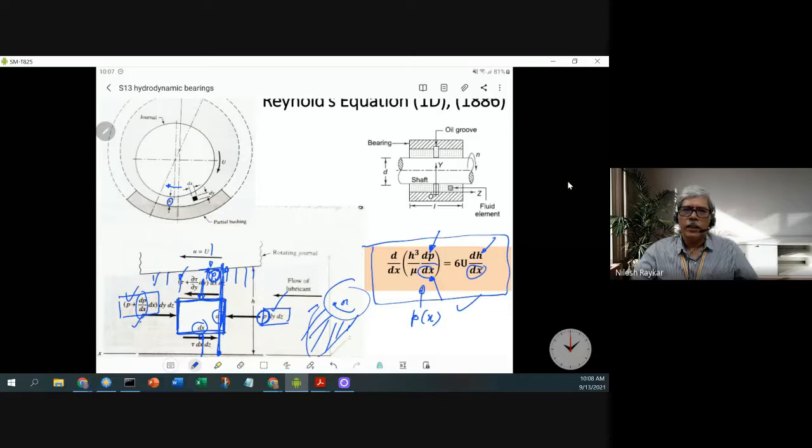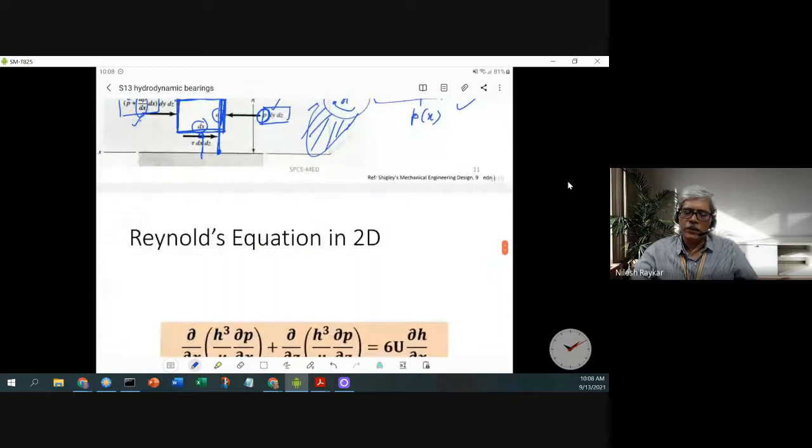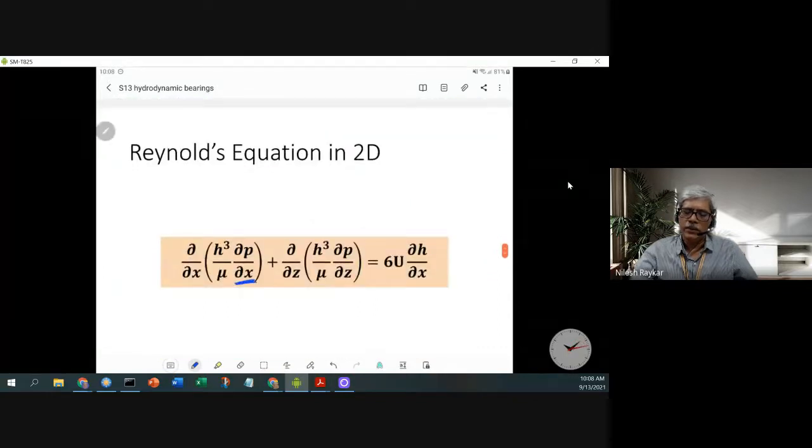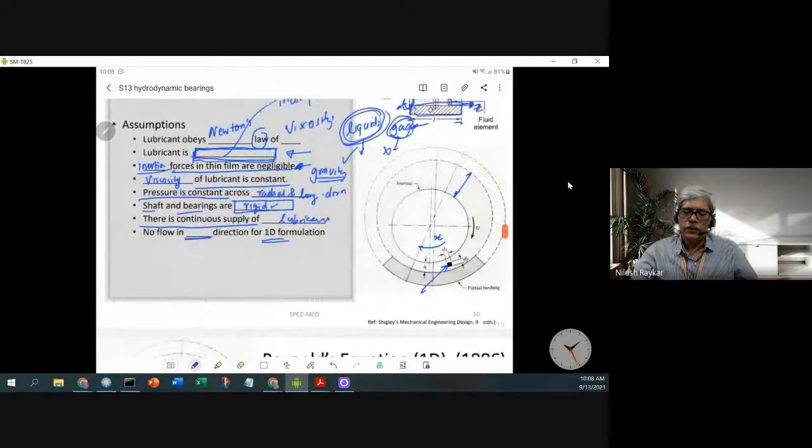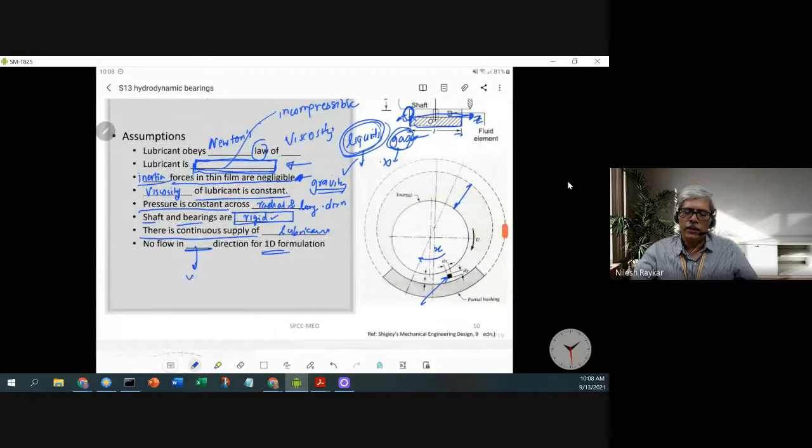If you are considering the variation across the z direction, then you get another form of Reynolds equation, which is given in 2D. In this case, in addition to the x term, a variation in the z term is also included. So this is called the 2D form of Reynolds equation. We are discussing the 1D form here, so no flow in y and z directions for the 1D formulation, which we already said. Radial and longitudinal are the y and z directions respectively.